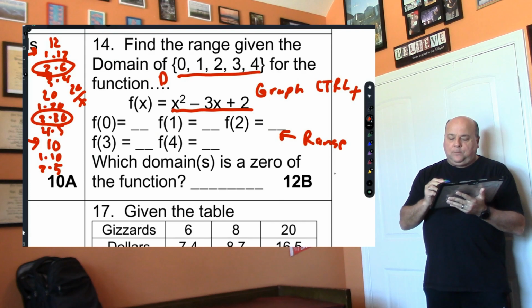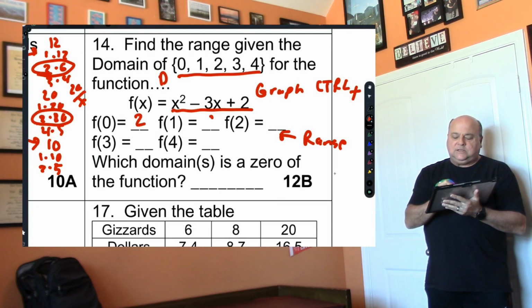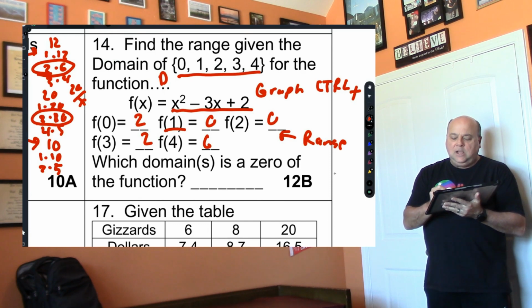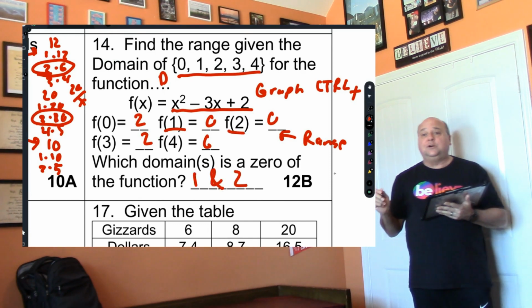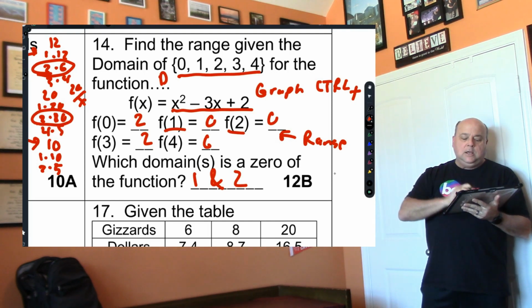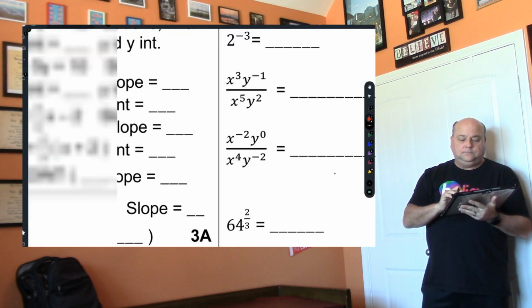So let's go to our paper. So if you input 2, you get 0. 1 and 2 is 0, and then 2 and 6. These are my zeros, aren't they? And the 2 would be the y-intercept, wouldn't it? Okay, let's go to 15.